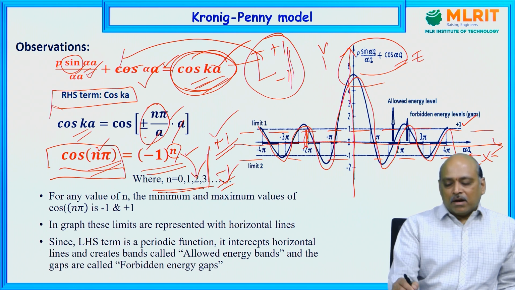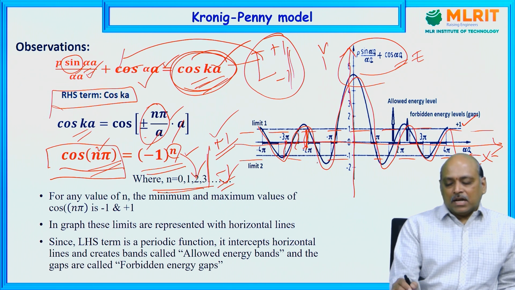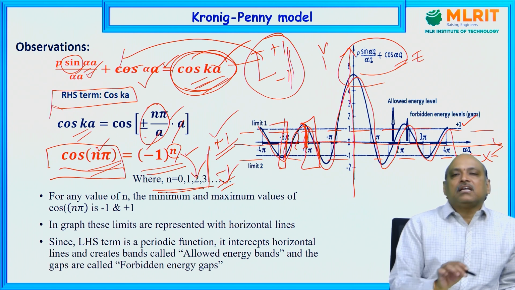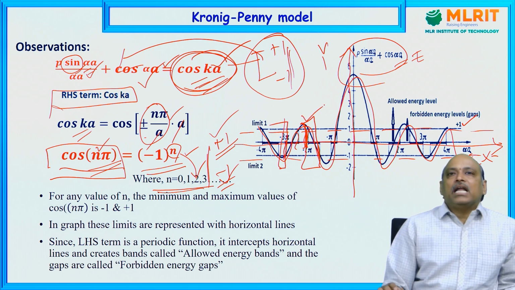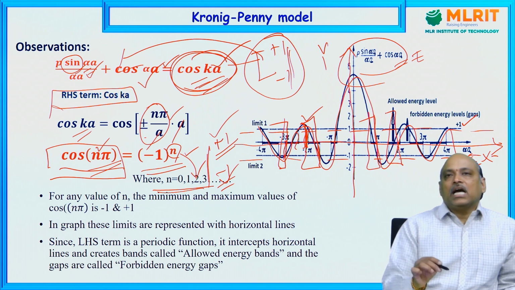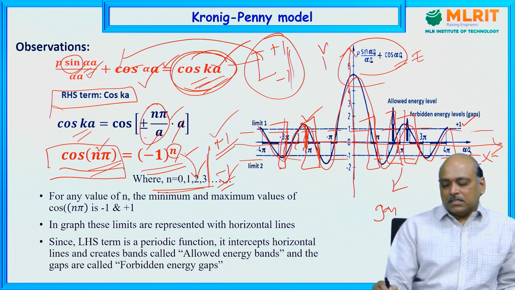Now, if I draw a perpendicular line like this, and likewise from here to here, whatever region is formed here, they are what we call allowed energy bands. On this side also, we can take that as an allowed energy band. Now, between one allowed energy band and another allowed energy band, there is some gap.